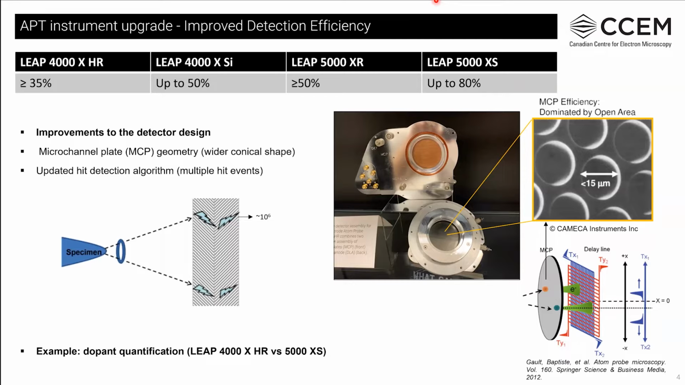On the other hand, the updated hits detection algorithm leads to an improvement of the multiple event detection, which can be really important for certain types of materials, especially semiconductors.